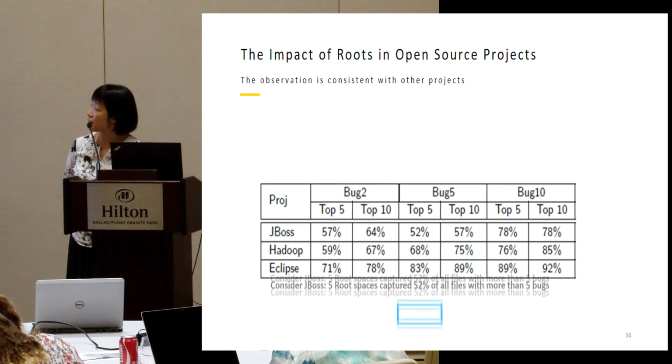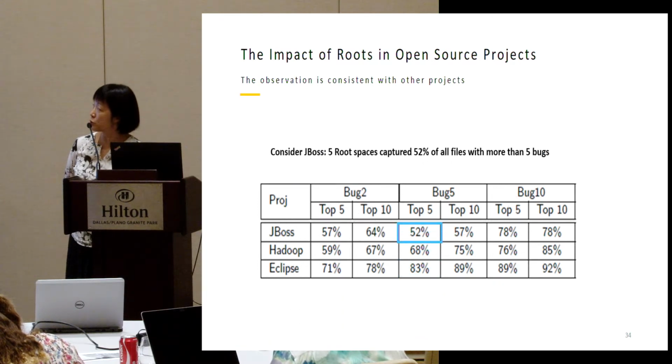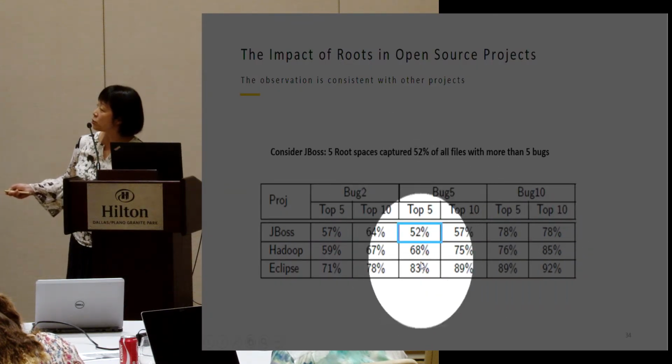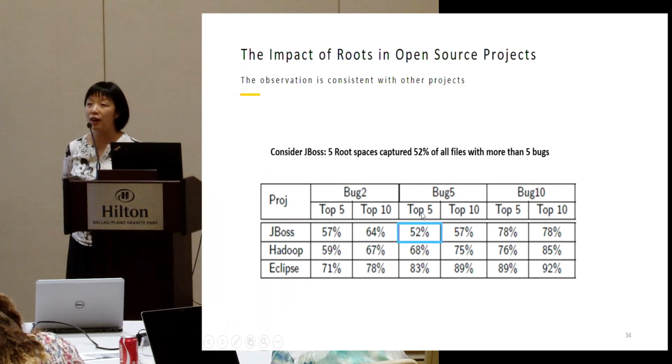From our paper, we realized that in JBoss, if we look at only 5 of these roots, you can find 52% of the most error-prone files, which means files changed for bugs 5 times or more. This result is very generalizable, and JBoss is the weakest one. If you look at 5 design space roots in Eclipse, you can find 83% of the most error-prone files. Then you can see how these errors propagate among each other.